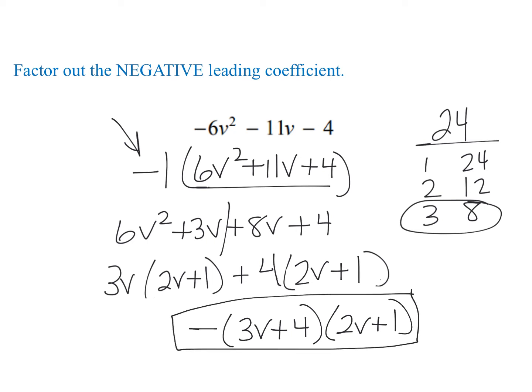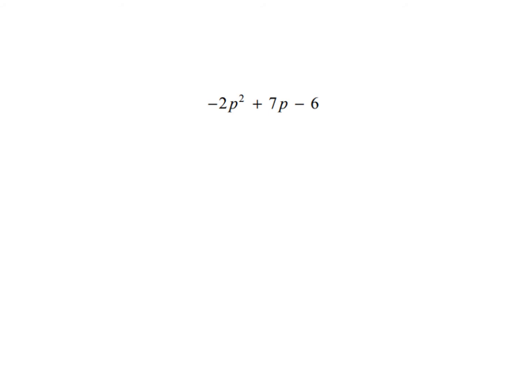So basically, if you ever have a negative number at the beginning, pull it out. It's going to be the first little thing that you have there when you're done with your answer. And then with the rest of the trinomial, do what you normally do. Pause the video, do this one on your own, and then come back and see how you did.